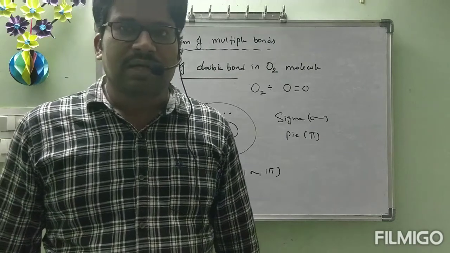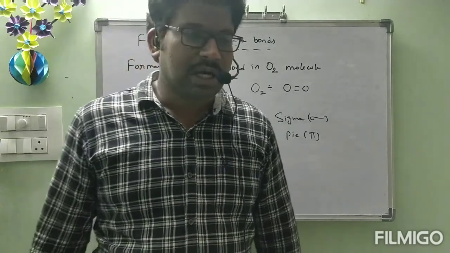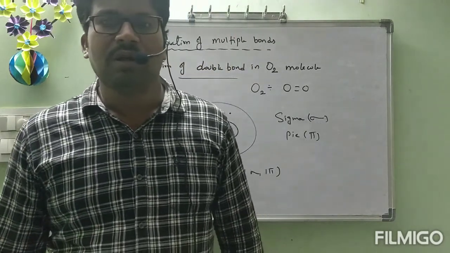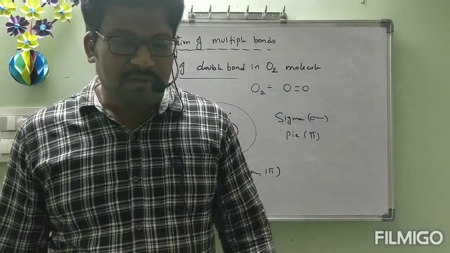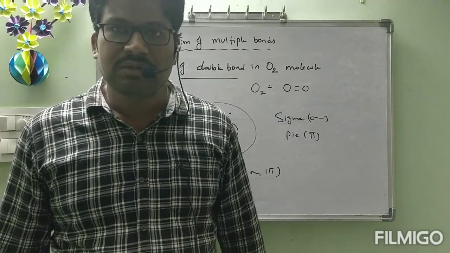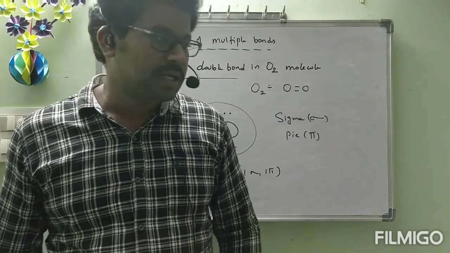So in today's class, what are the concepts we have seen? We started with different types of overlapping. After that, formation of multiple bonds in O2 molecule and N2 molecule. With the help of balloons also I have shown. I hope those models are useful for you. Okay, that is about today's class.